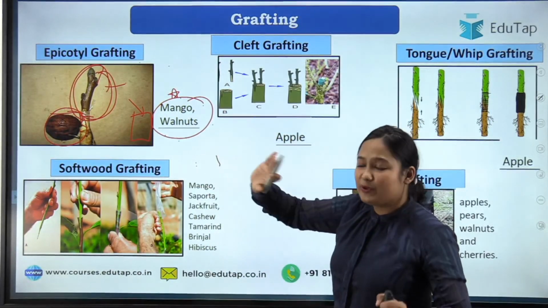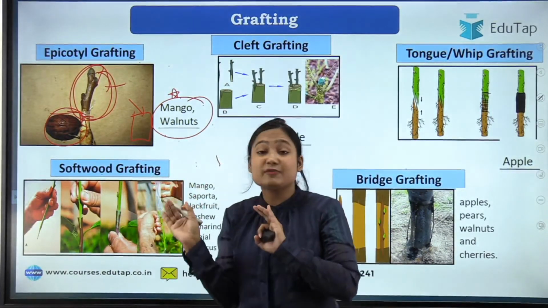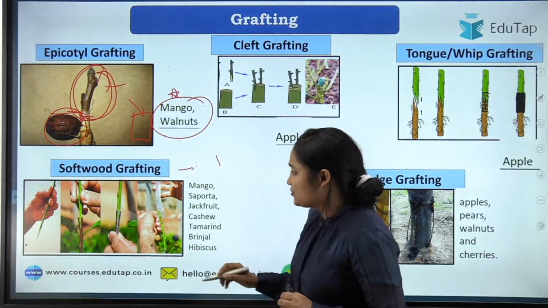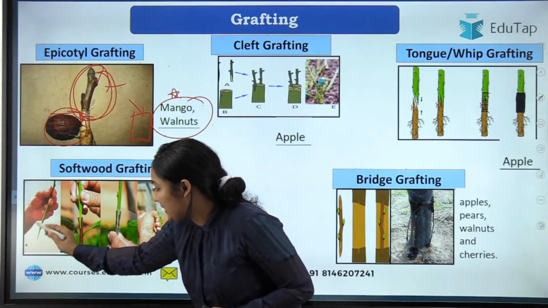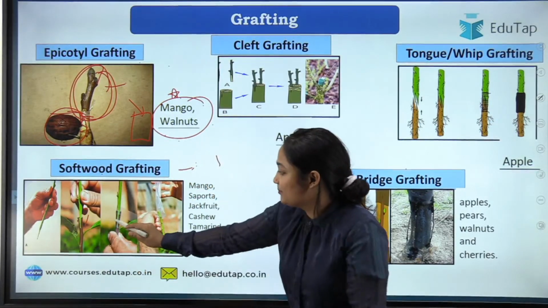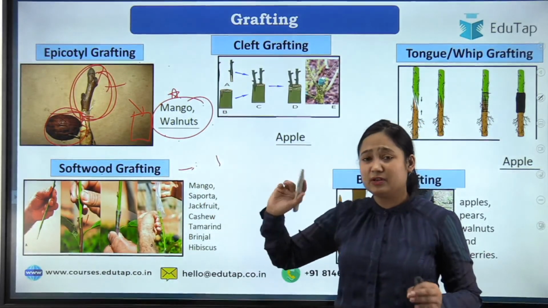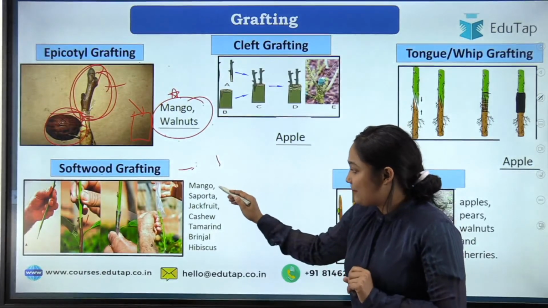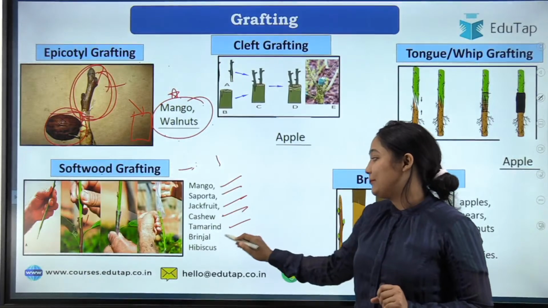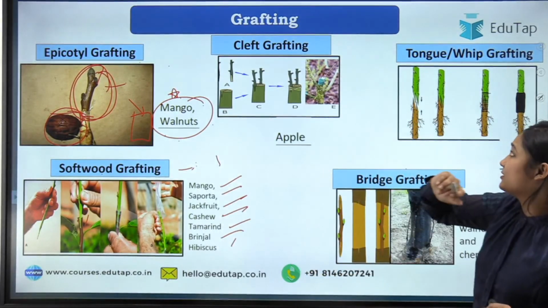Now moving to softwood grafting. Similarly, you are doing the basic grafting that we do, but again you are using softwood. What is softwood? The green part or the tender shoots. So you are using this. Again, you are making a pen-like structure, cutting it in a V shape, putting it there, and simply taping it. After a few days, you will see softwood grafting, where you will have stock and scion attached. The examples are mango, sapota, jackfruit, cashew, tamarind, brinjal and hibiscus. So these are the plants where softwood grafting is done.